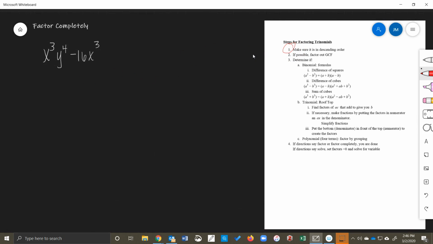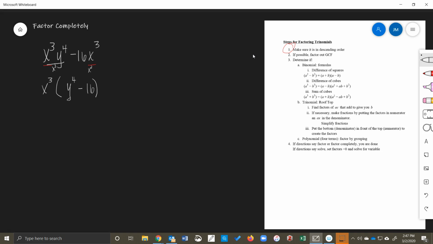Okay. Anyway, we have step 1, make sure we're in order. So I'm moving on to step 2. Is there a GCF? Well, let's see. The x happens on both sides, right? So let's take out an x cubed, because x cubed happens in both places. And if I take out an x cubed, I'm left with y to the 4th minus 16. I'm just dividing everything by x cubed, because that was the GCF. So that stayed in the front, and now I'm looking at y to the 4th minus 16.